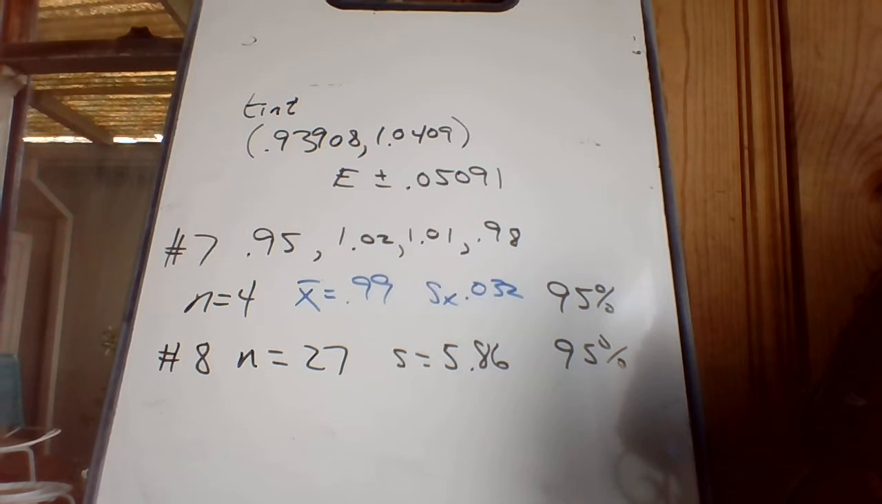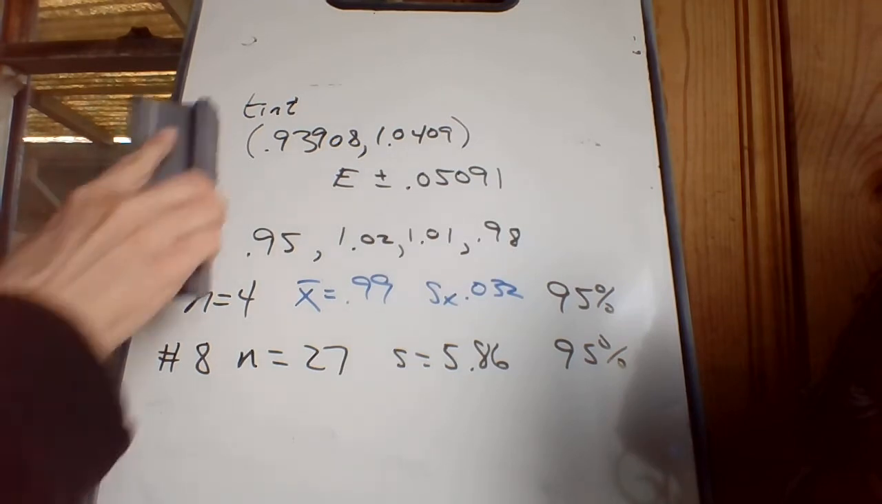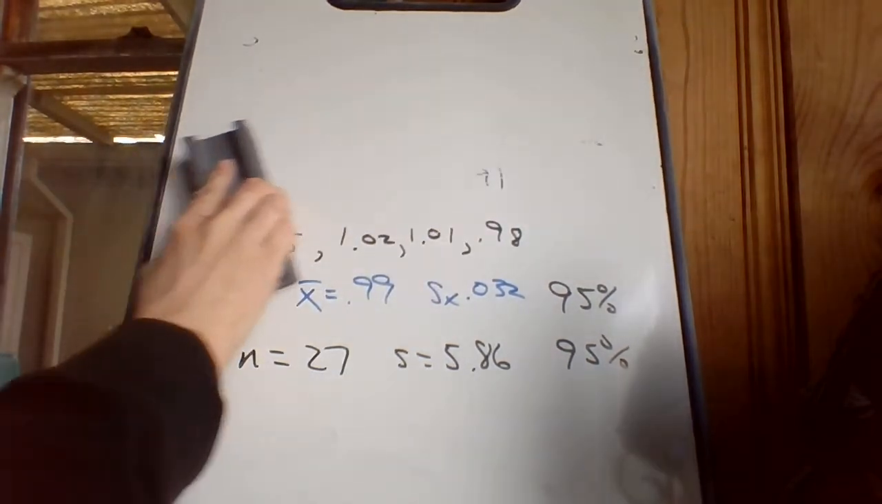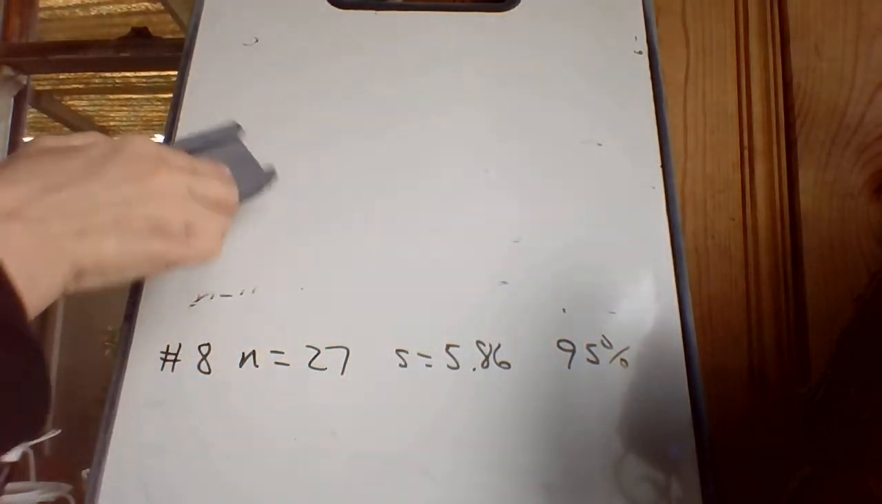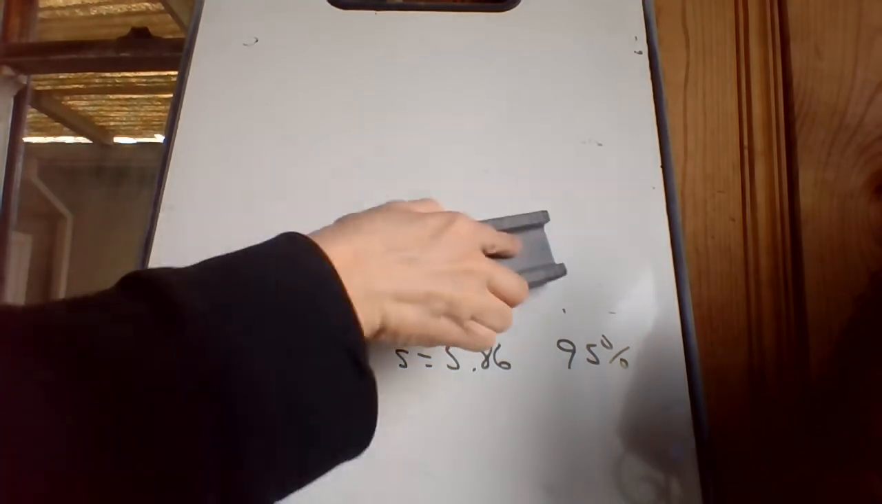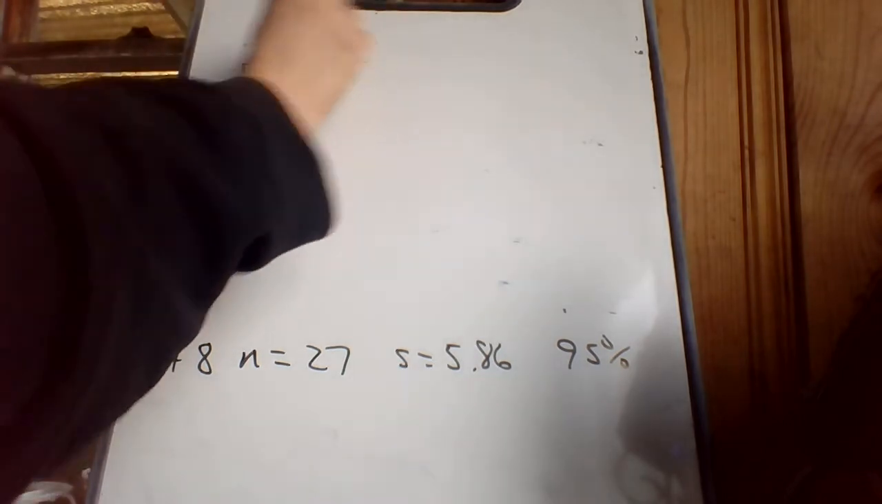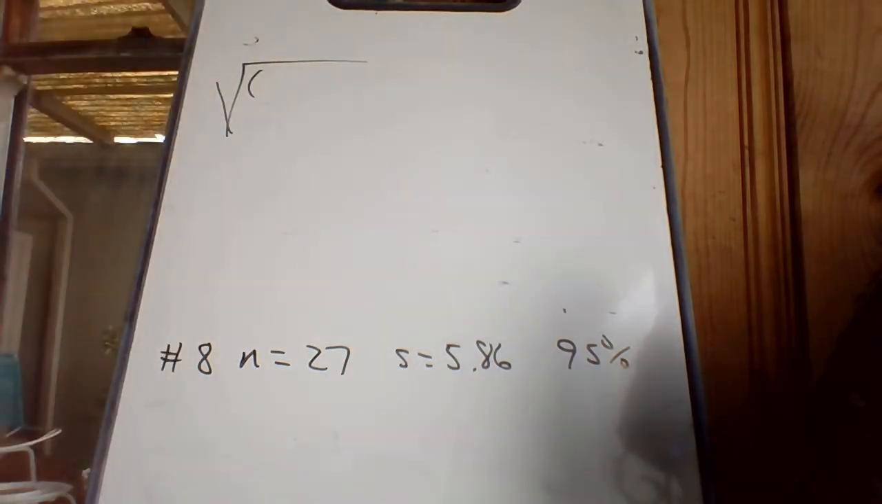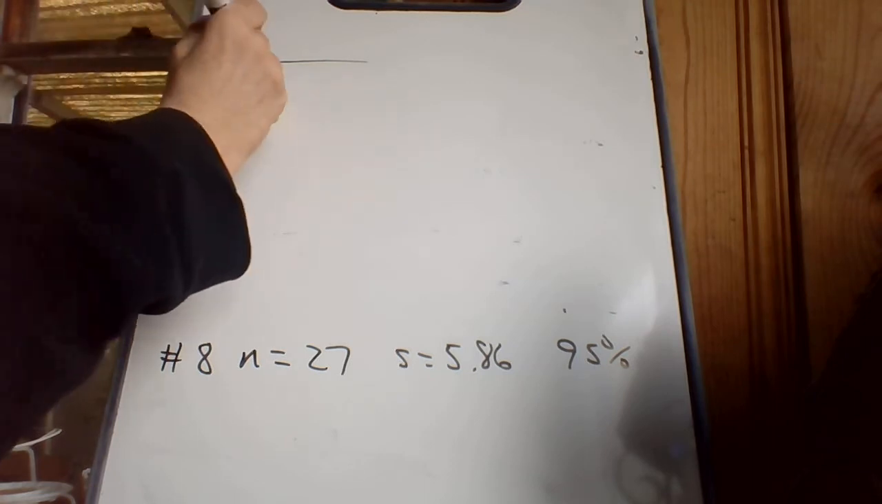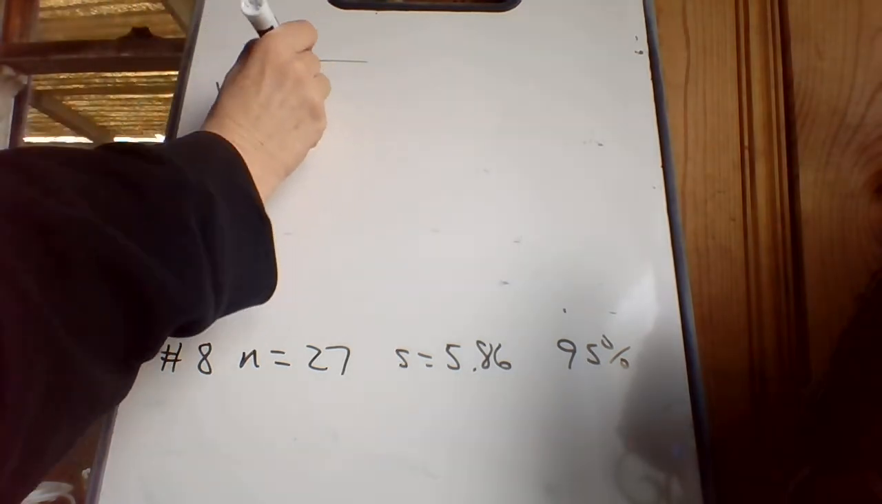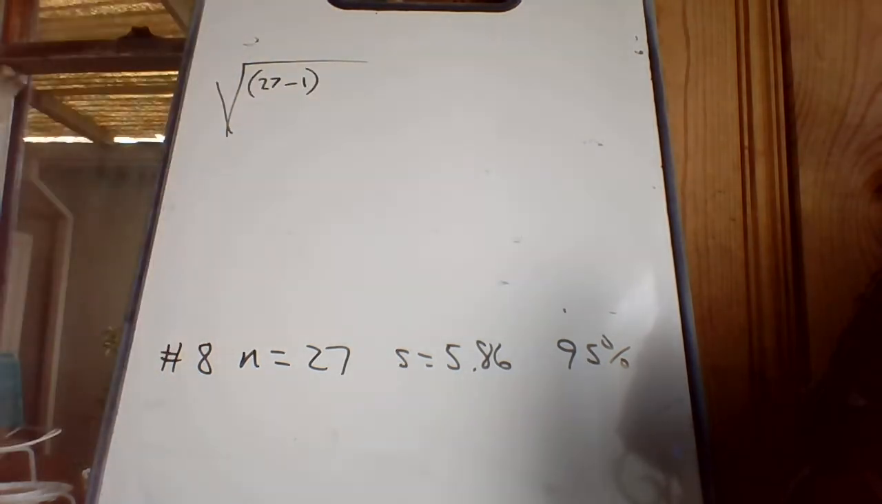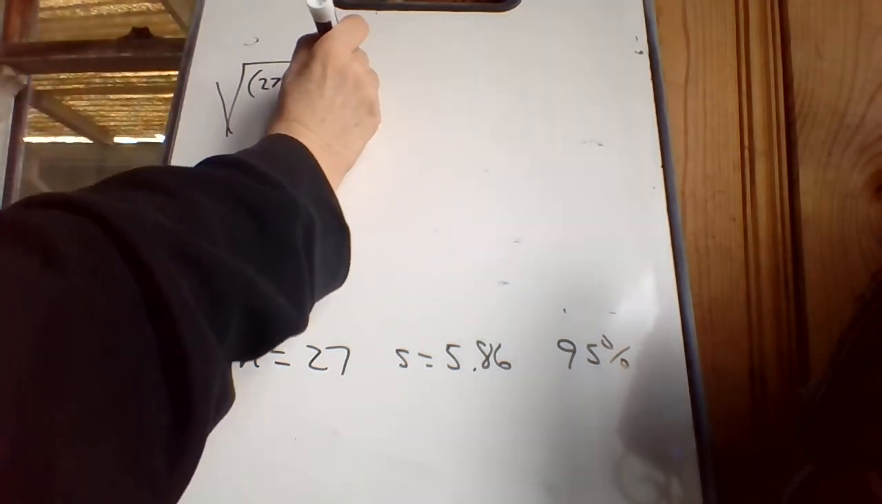Number 8, find the confidence interval for the population standard deviation. I didn't want to see the word standard deviation there, but there it is. Population standard deviation, a confidence interval on the standard deviation. All right, so you're talking square root formula then. Square root of, okay, apparently there were 27 randomly selected dates, so I'm going to have to go 27 minus 1. And the standard deviation, 5.86.